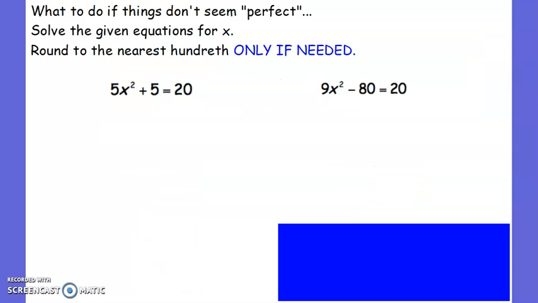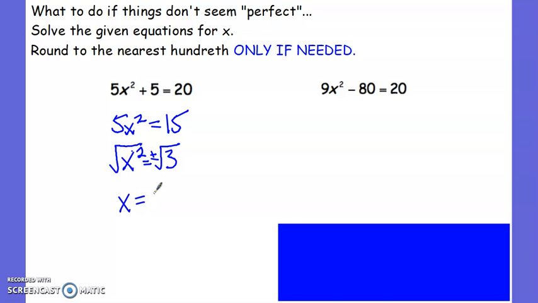Let's look at a couple more examples here and see what else we can do. So what do we do if things don't quite seem perfect? If we start to solve these equations down here, notice 5x squared again is equal to, we're going to subtract that 5, call it a 15. And then, kind of like the one we just did, I'm going to divide by 5. X squared equals 3. But now, if I take that square root, don't forget the plus or minus, well, the problem is the square root of x squared is x, but the square root of 3 is not a number I'm familiar with. But notice the directions this time. Round to the nearest hundredth only if needed.